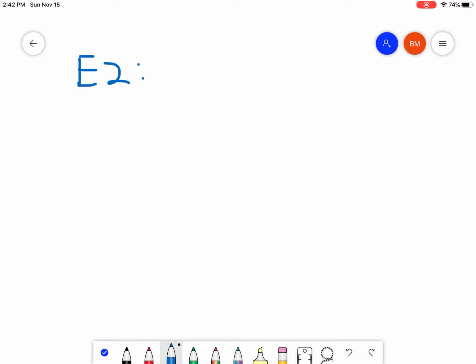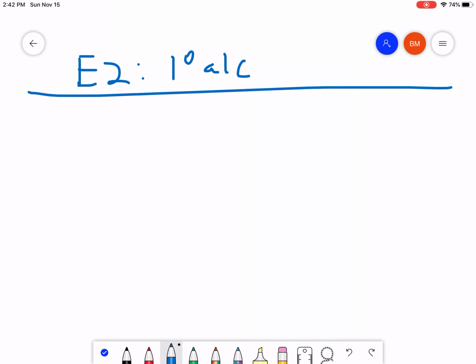You get the E2 mechanism in dehydration of alcohols only with primary alcohols. That's it. If you have a primary alcohol, you're dehydrating it with an acid, it's going to be E2. And these tend to be simpler because since these can only happen with primary alcohols, you're not going to have multiple types of beta hydrogen. So your products are actually pretty simple. You don't get product mixtures with these. I didn't draw this very well. Let me draw it again. There we go. That's a little bit better.